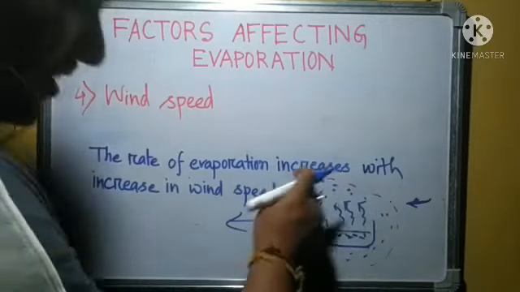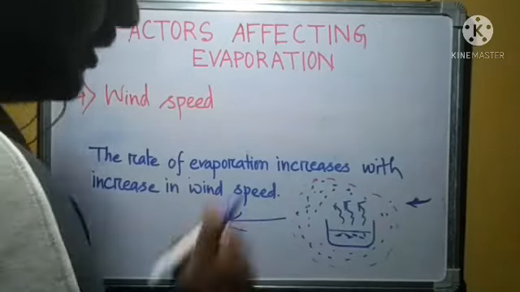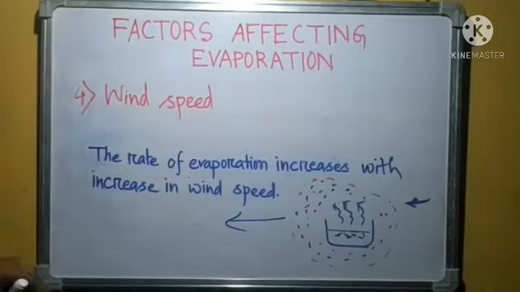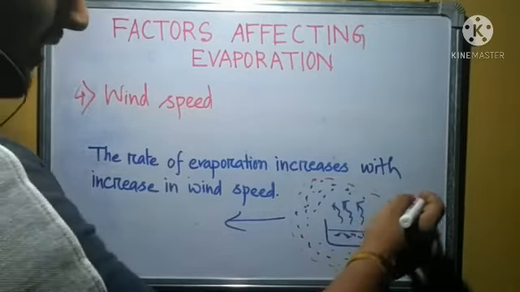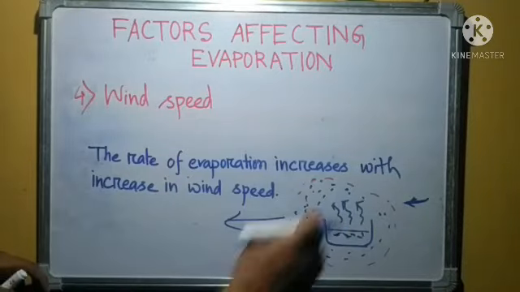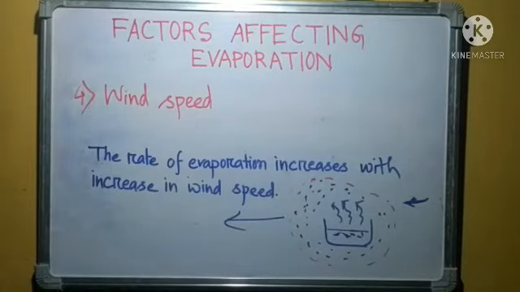So that means humidity around the water vessel will be low. When the humidity around the water vessel is low, evaporation will occur faster. So the wind helps to take away or move the water vapor surrounding the vessel when evaporation is occurring.